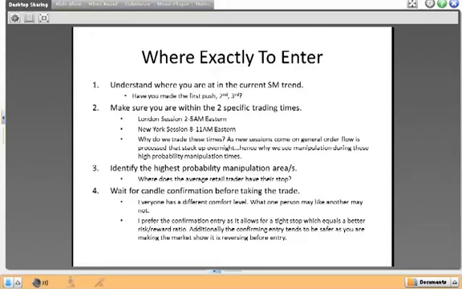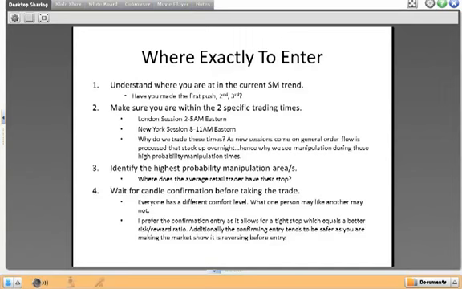If you're writing this down, I am going to leave it up for a little bit, and it's absolutely essential, especially when learning. As you become proficient, those that have become proficient and maintain profitability can start to venture outside, and start to do things that open up a few more avenues for taking trades based on the smart money trading strategy and the different criteria that we look for. So first and foremost, identify where you're at in the trend. The second thing is make sure you're within the 2 specific trading times.